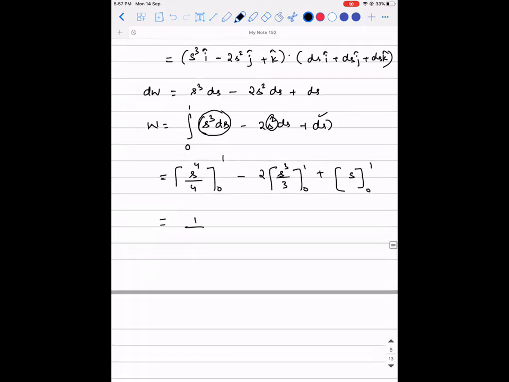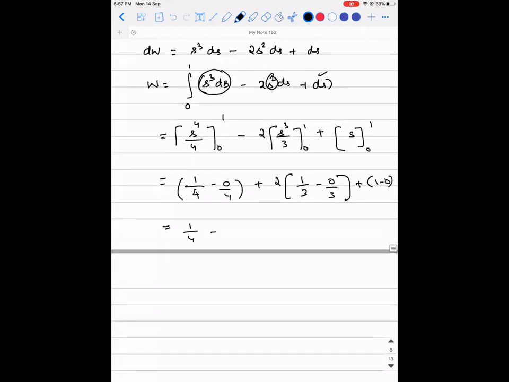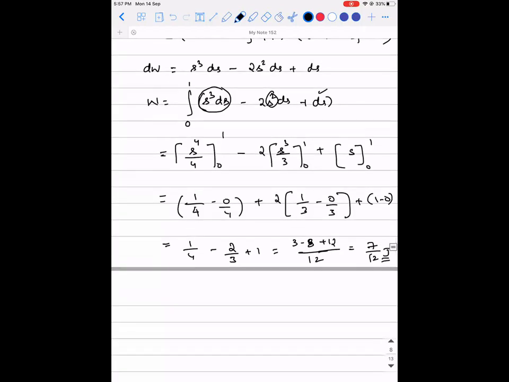If you apply the limits, it will be 1 by 4 minus 0 by 4, minus 2 into 1 by 3 minus 0 by 3, plus 1 minus 0. So it will be 1 by 4 minus 2 by 3 plus 1. What is the answer? LCM is 12. We have 3 minus 8 plus 12, so 15 minus 8, which is 7 divided by 12. Is it clear? So you can expect any of the 4 models.